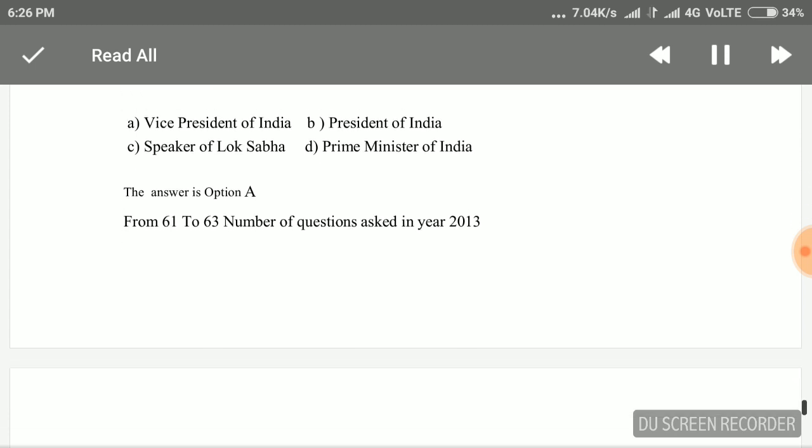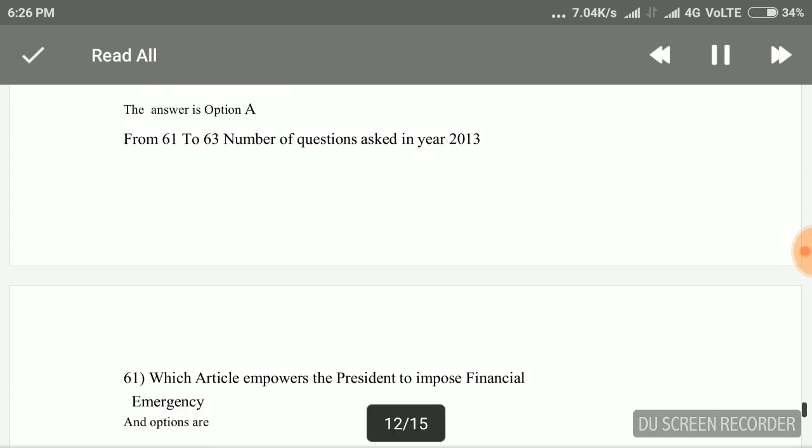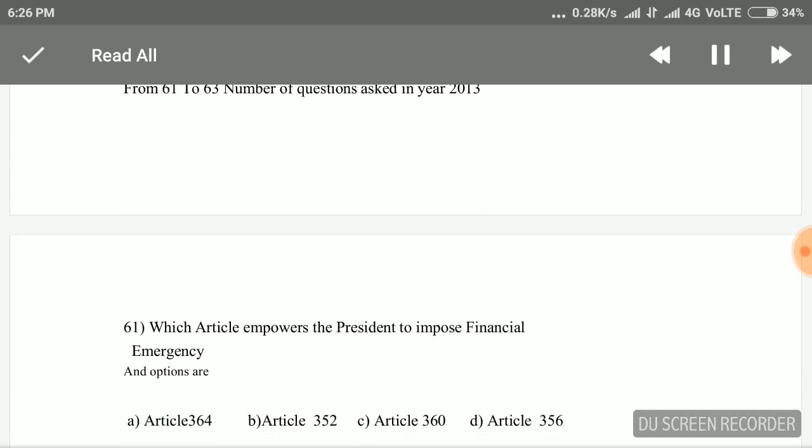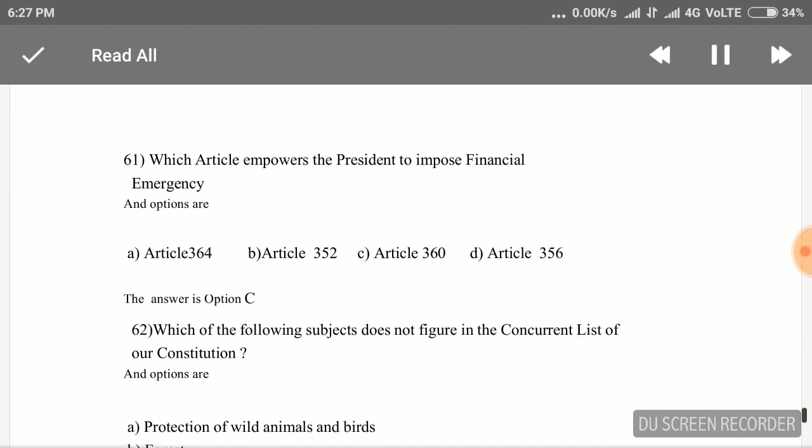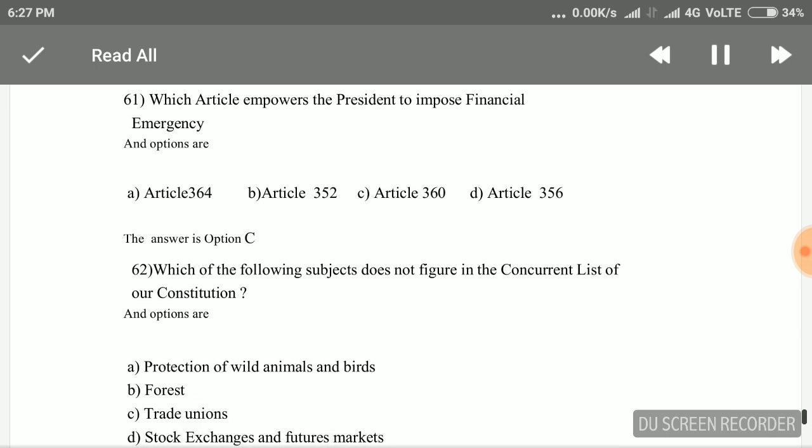From 61 to 63, number of questions asked in year 2013. 61. Which article empowers the President to impose financial emergency? And options are A. Article 364, B. Article 352, C. Article 360, D. Article 356. The answer is option C.